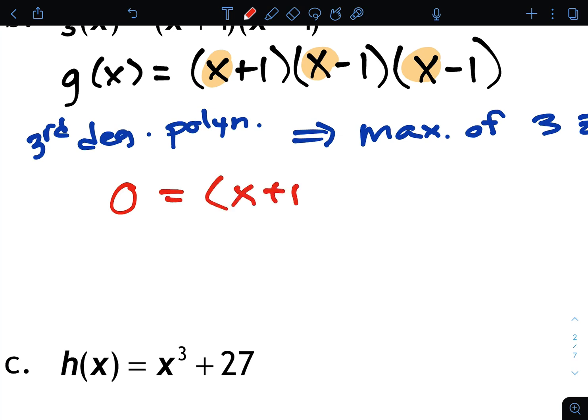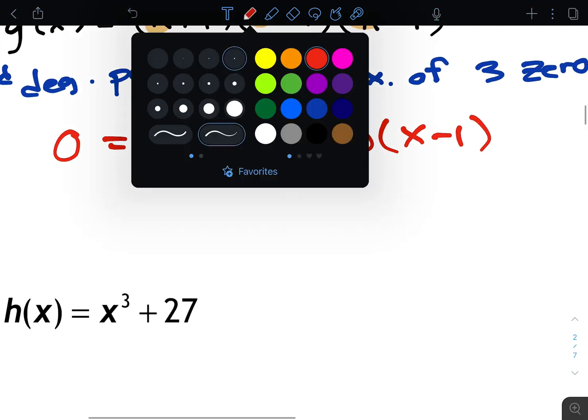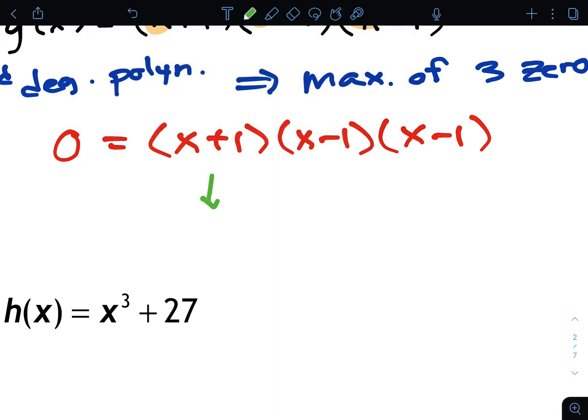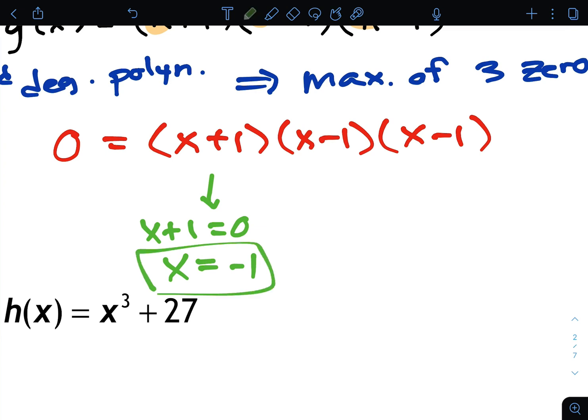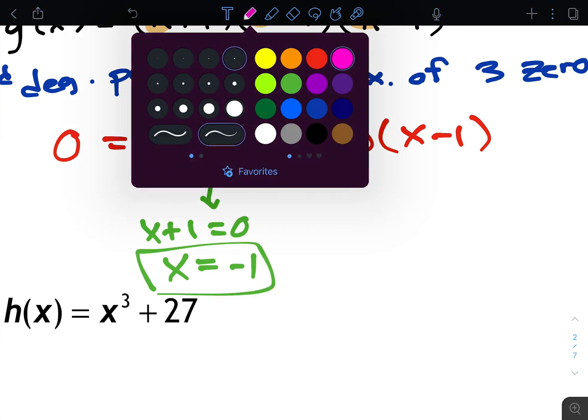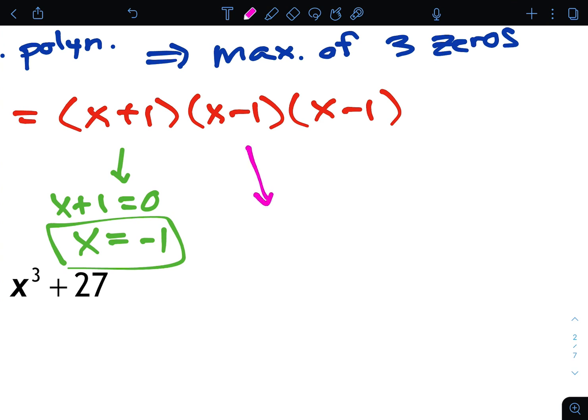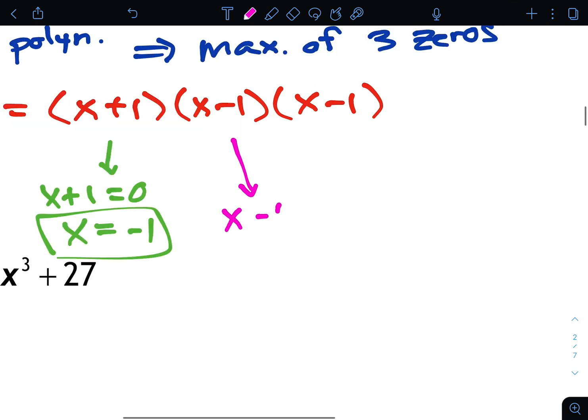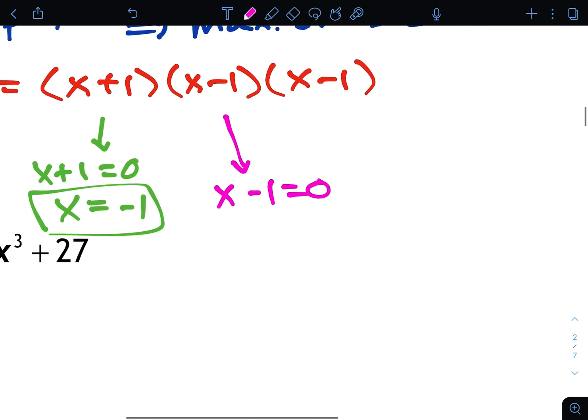So x plus 1 times x minus 1 times x minus 1 equals 0. Well, I know that if this group here equals 0, then the whole function will multiply to equal 0. I'm going to go ahead and solve for x. I subtract 1 on both sides. So that is my first solution. For my second group, if x minus 1 equals 0, then the whole thing equals 0. So I'll add 1 on both sides and end up with x equals 1.